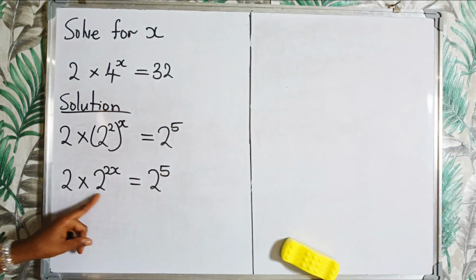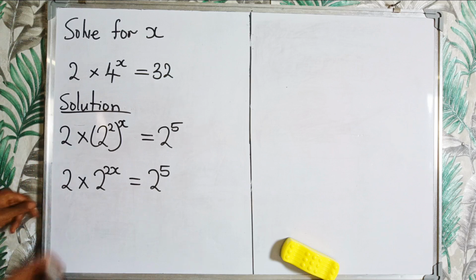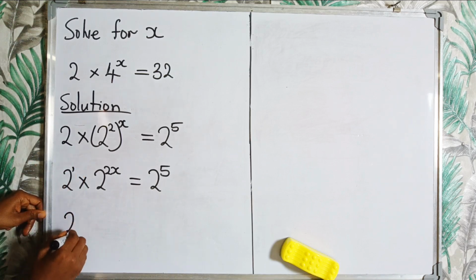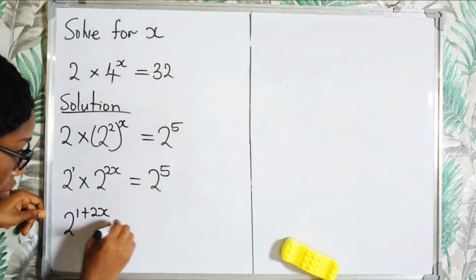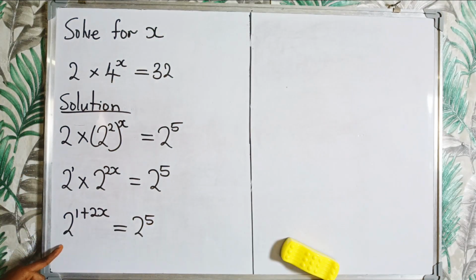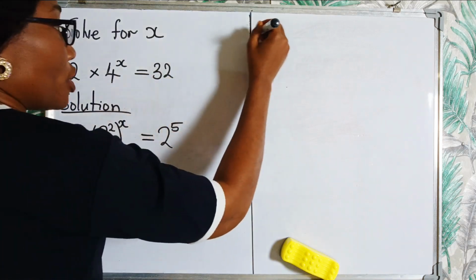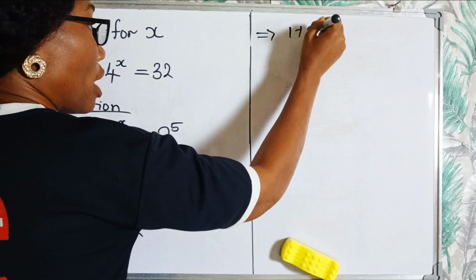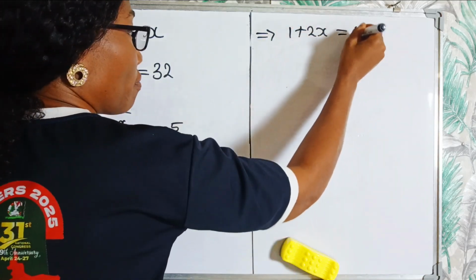Now here, according to the law of indices, we'll take one of the base and add the powers. There is an invisible power 1 here. So now I'm going to have 2 raised to power 1 plus 2x, and this is equal to 2 raised to the power 5. And now because the bases are the same, we can equate the powers. So over here, we are going to have 1 plus 2x is equal to 5.